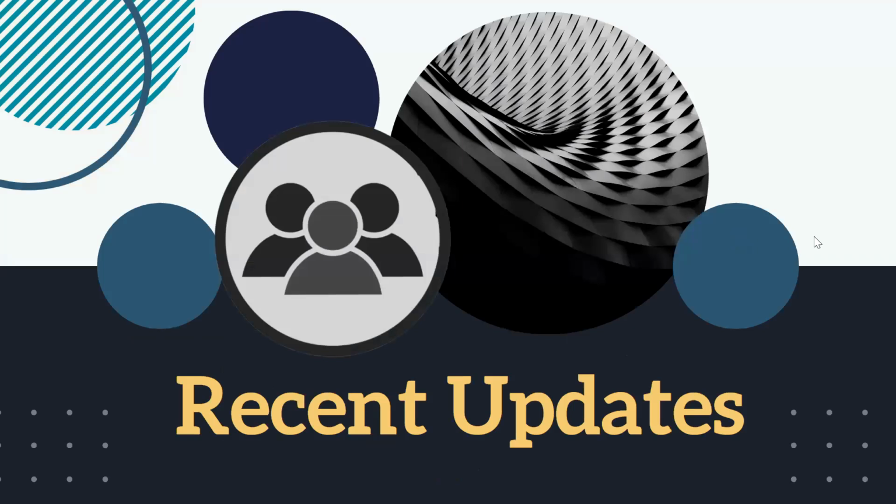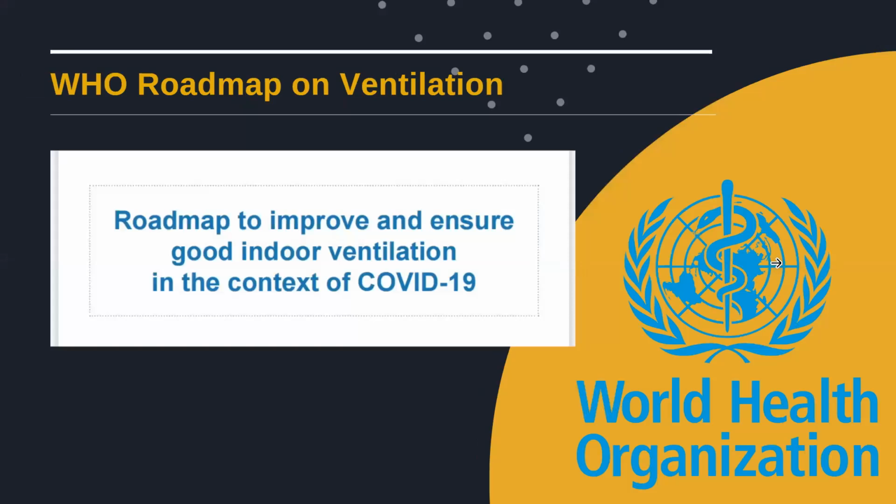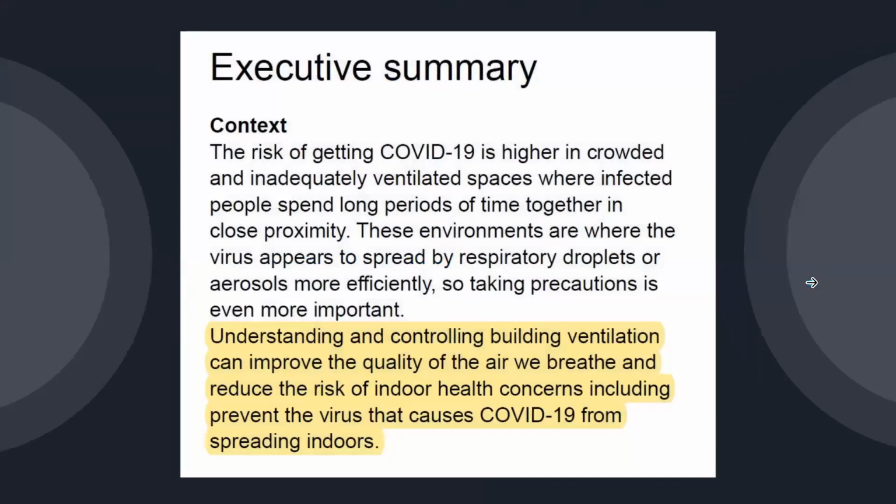Now it's time for the recent updates. WHO Roadmap on Ventilation: Roadmap to improve and ensure good indoor ventilation in the context of COVID-19 by the World Health Organization. Executive Summary. The risk of getting COVID-19 is higher in crowded and inadequately ventilated spaces where infected people spend long periods of time together in close proximity.